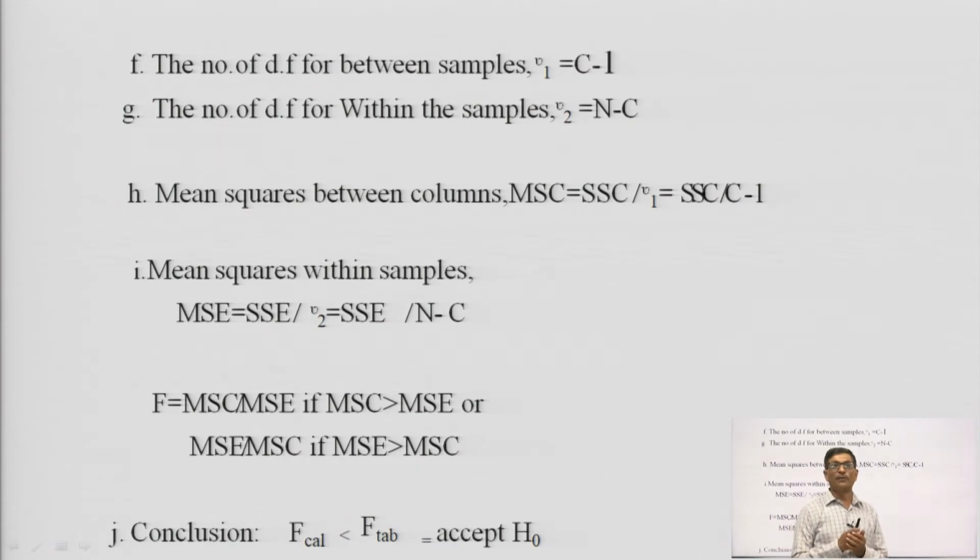Then we find the degrees of freedom. The degree of freedom between the samples is V1 equal to C minus 1, and the degree of freedom within the sample, V2, is equal to n minus C. N is the total number of observations, and C means the total number of treatments or columns.